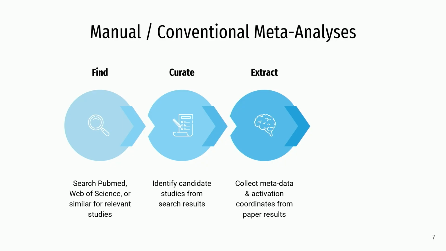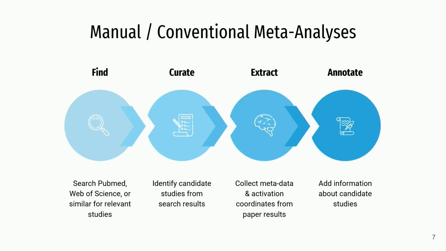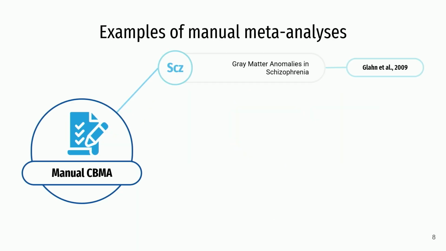And then you'll also need to extract the coordinates from each of those papers. So those XYZ coordinates that are actually showing you the effect that you're wanting to meta-analyze. And then finally, you'll annotate your studies for additional information relevant to your study or to your meta-analysis.